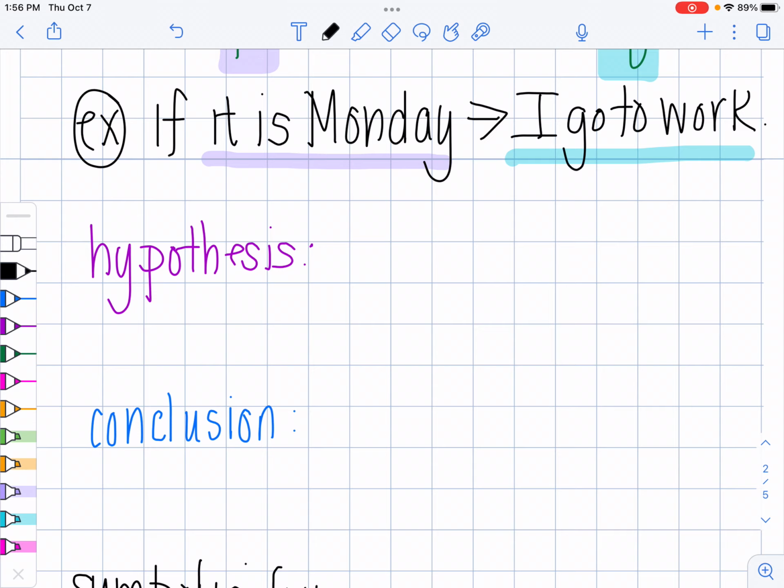The hypothesis, remember, is the part that comes after the if. So the hypothesis in this case would be, it is Monday. You don't include the word if. The conclusion comes after the word then. So the conclusion here is, I go to work.